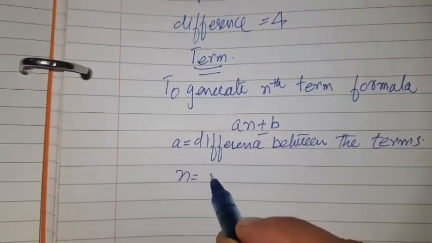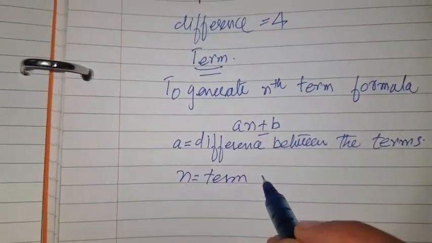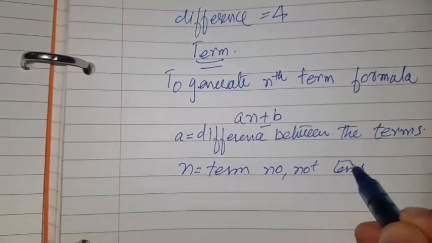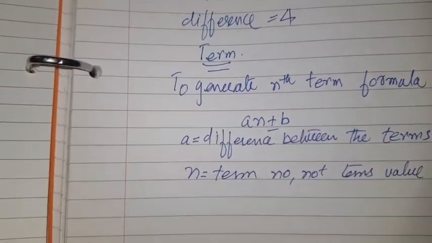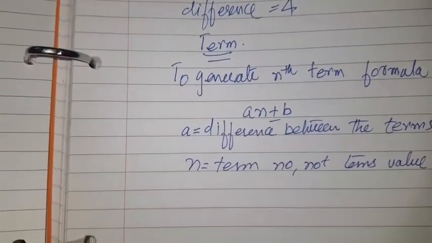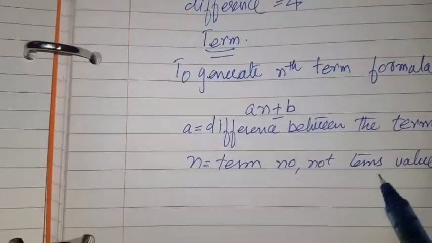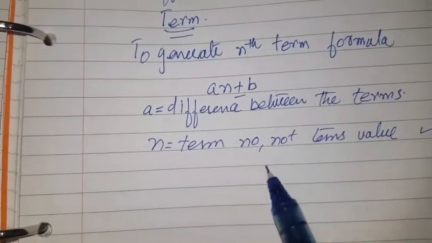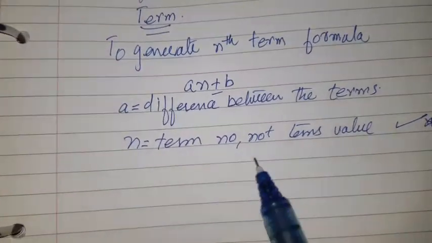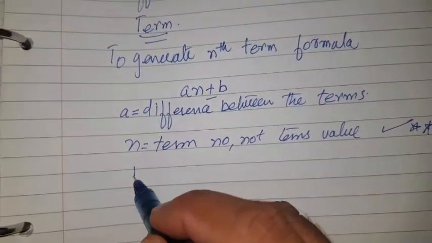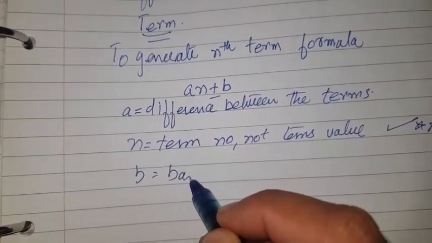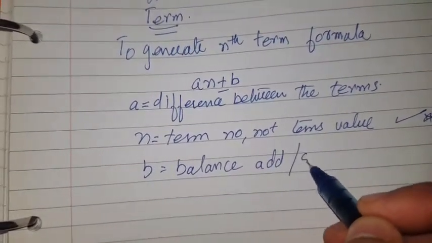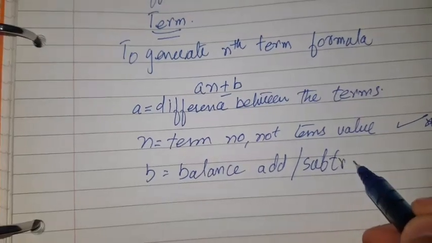n is the term number, not the term's value. This part is very, very important, because this is the point where students always mess up. This is the point where they always make mistakes, and this is the main point where most of the time they lose their marks. b is the balance that we usually need to add or subtract to make my value true.